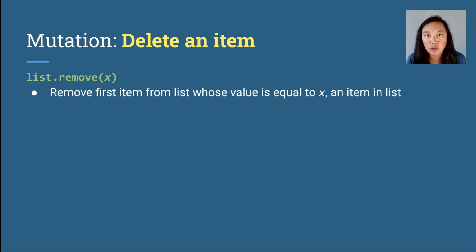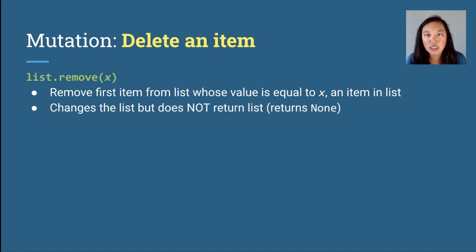There's another way to delete an item from a list, and it is the remove function. So this is going to remove the first item from the list whose value is equal to X, an item in the list. This changes the list but does not return the list. So it returns none, like all the other list functions except for pop. If X does not exist in the list, it's going to raise a value error.